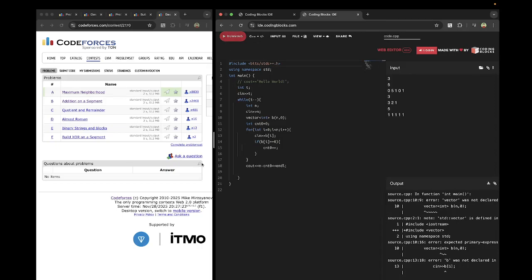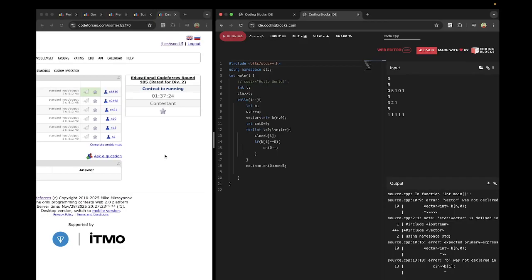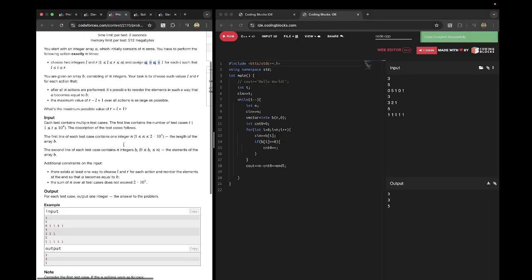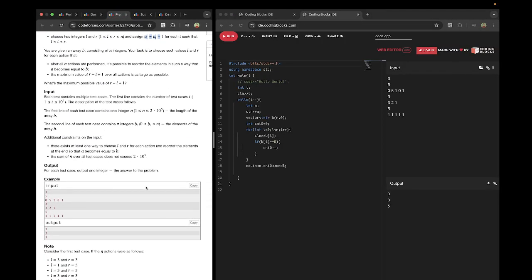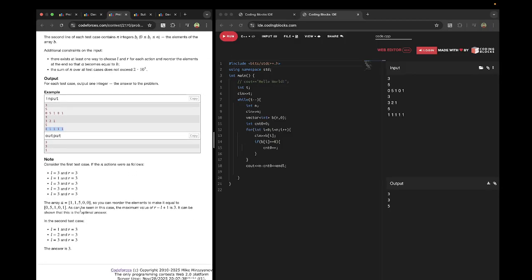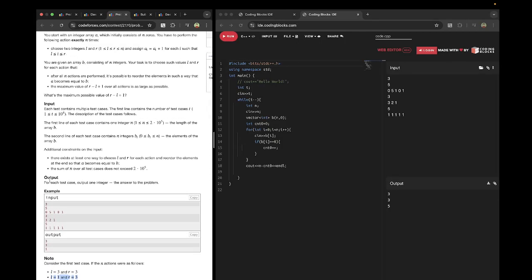We don't have, but this is an educational Codeforces round, which is also weird. 335, 331. Thank God it's wrong. So we have all ones in this one, and the answer should be 5. But then the answer is 1. What's that? Oh, you have to do that exactly n times. Exactly n times.